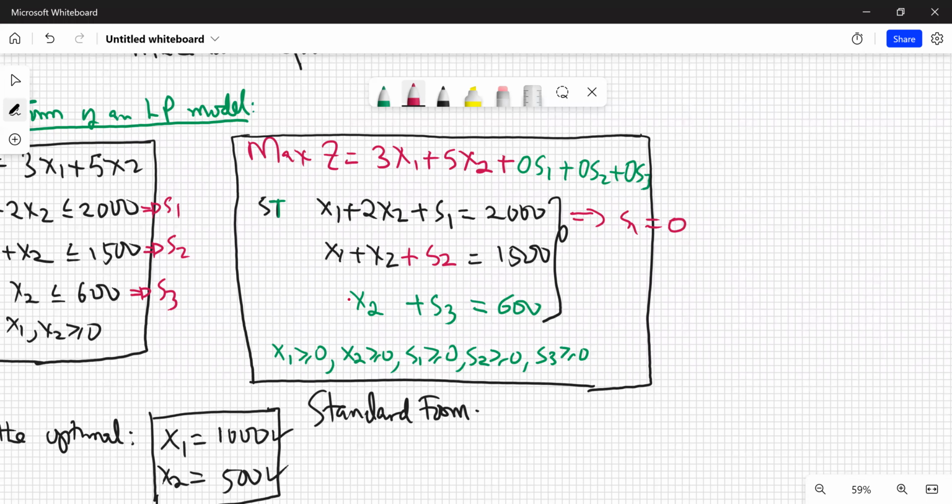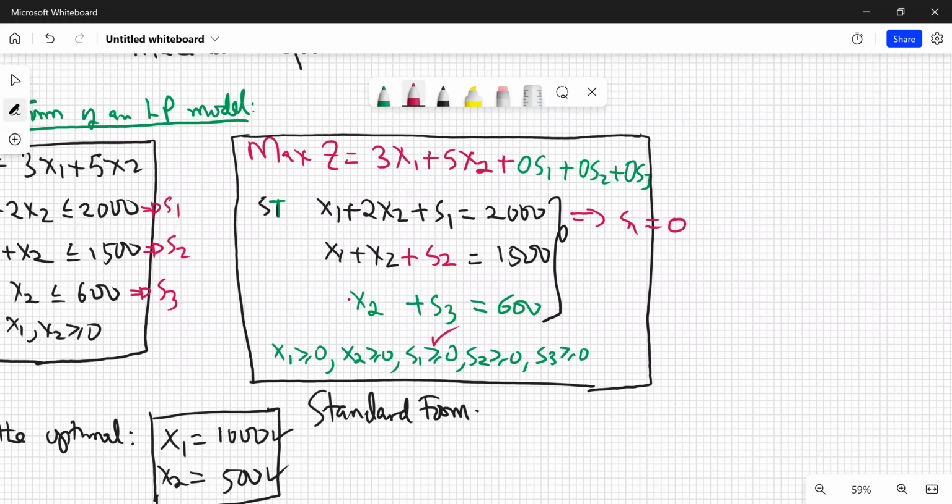Which is okay because we say that S1 can be 0 or bigger than that. If we do the same for the second equation, we are going to have 1000 plus 500, which is 1500, plus S2 is equal to 1500, which implies that S2 is also equal to 0. It's still fine.